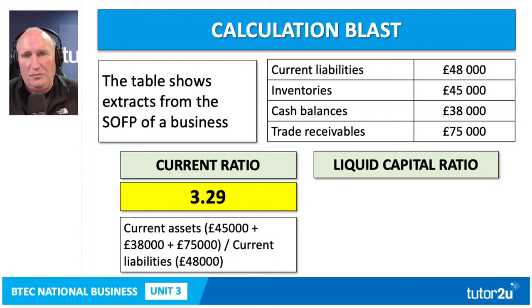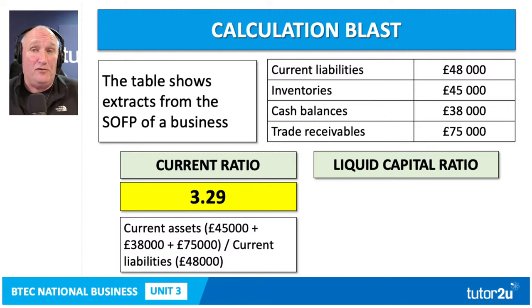Here's our first one. In fact, lots of people got it. I think Leonel was the first in the live chat with the correct answer, along with a number of others. 3.29. Well, how do we get to 3.29? What that means is current assets are 3.29 times current liabilities. Well, to get to current assets, we had to add three numbers together. We had to add together inventories, 45,000, cash balances, 38, trade receivables of 75. And then that's our top part of the ratio. We needed to find current liabilities. Well, there it was, 48,000 at the top of the table. Divide the total of those three by 48 is indeed 3.29.